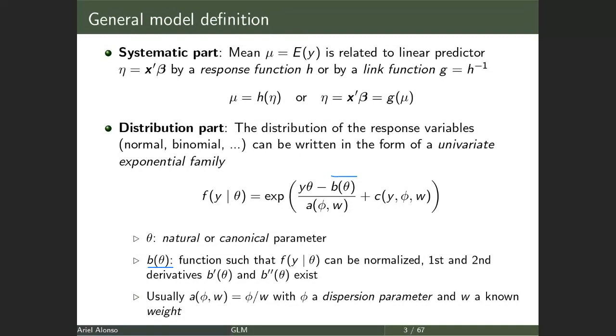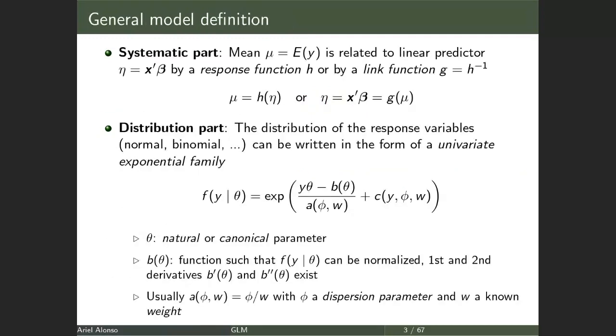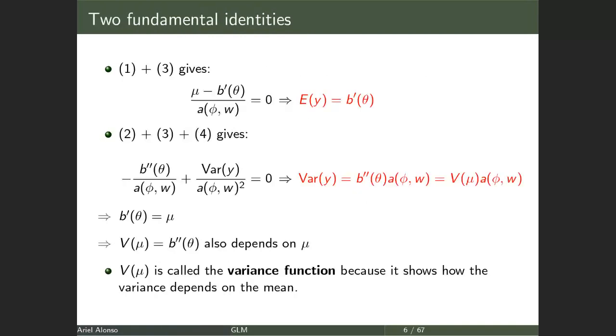One is that it has to be chosen in such a way that this f has integral equal to 1, but it's going to be more important than that. Here you have this function b. You calculate the first derivative, and now you also understand why, when we were introducing the univariate exponential family, we asked this b function to have a first and second derivative. Now you see why. The first derivative of b will give you the expected value, the mean of y. And remember, that's what we modeled in the systematic part. So essentially in the systematic part, when you use your response function, you are modeling the first derivative of b with respect to theta.